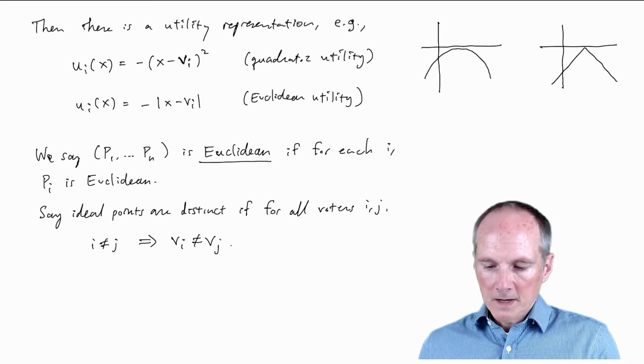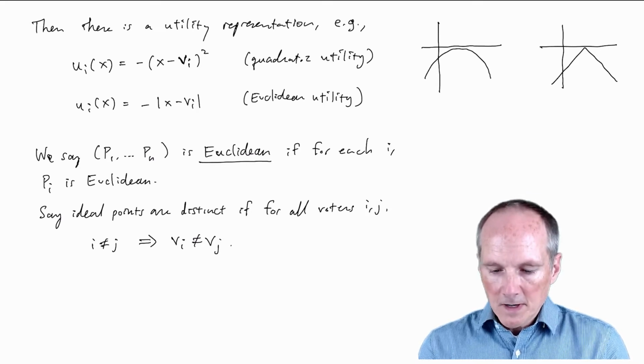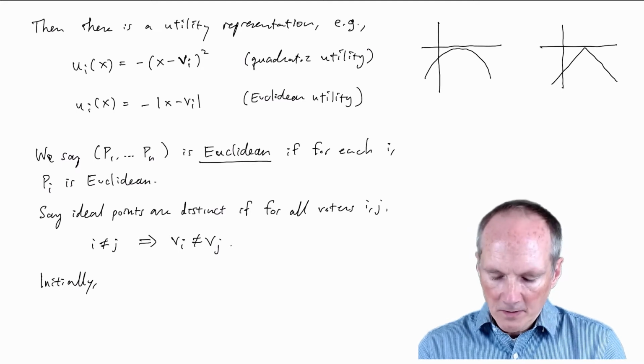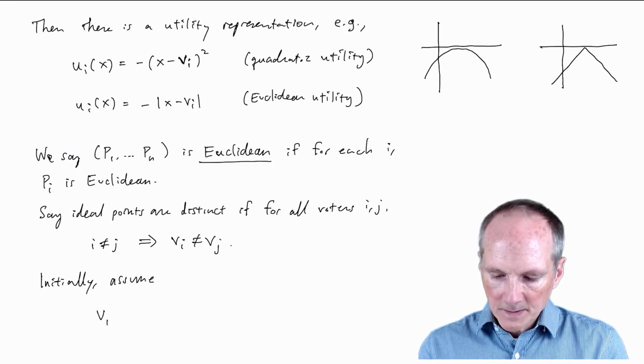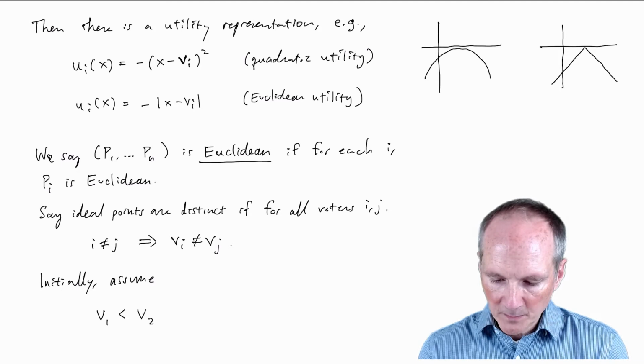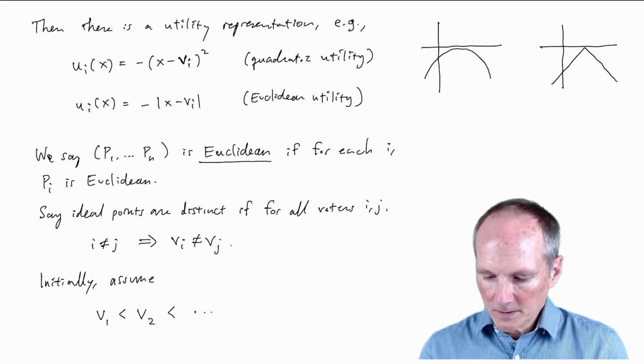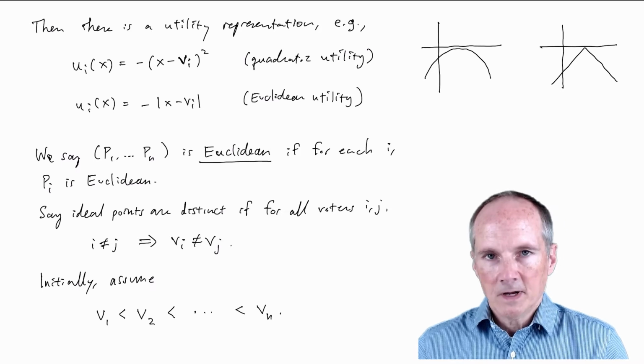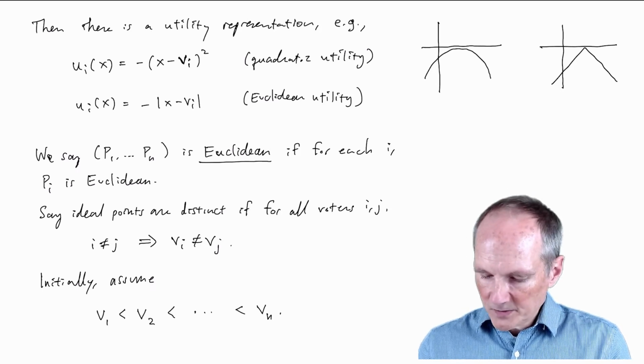Okay. Now, just to start off, let's consider a Euclidean profile where the ideal points are distinct and they're in the same order as the voters' indexes. Okay, so person 1 has the lowest ideal point, person 2 has the next lowest, and so on, up to person n. This is just going to simplify notation initially, but we're going to go beyond that in pretty short order.